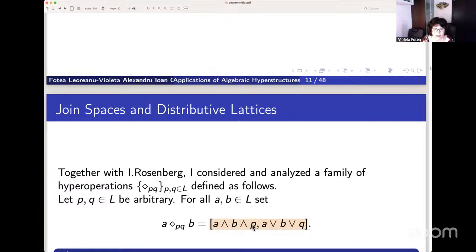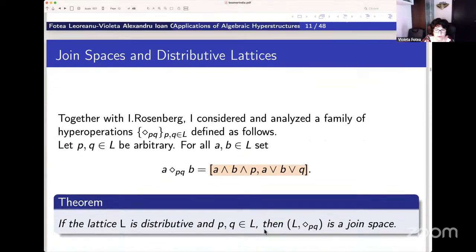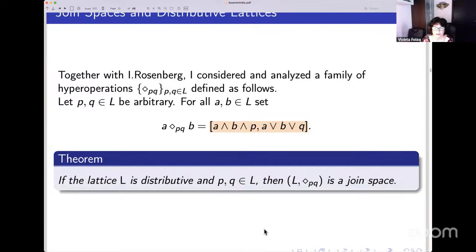closed interval A meet B meet P, and A join B join Q. So these two elements, P and Q, are used now in order to define the new family of hypergroupoids. And we notice that if we start with a distributive lattice, we obtain a Jones space for every P and Q.